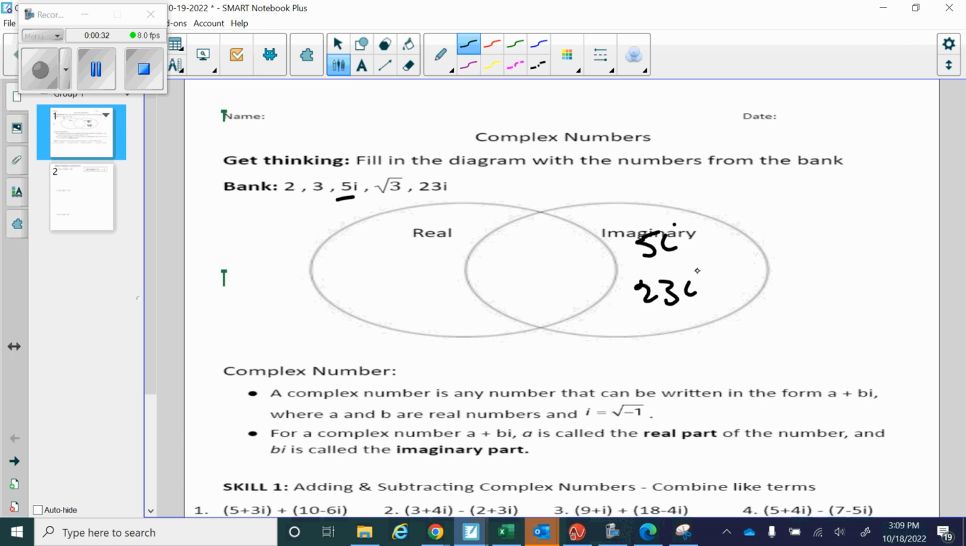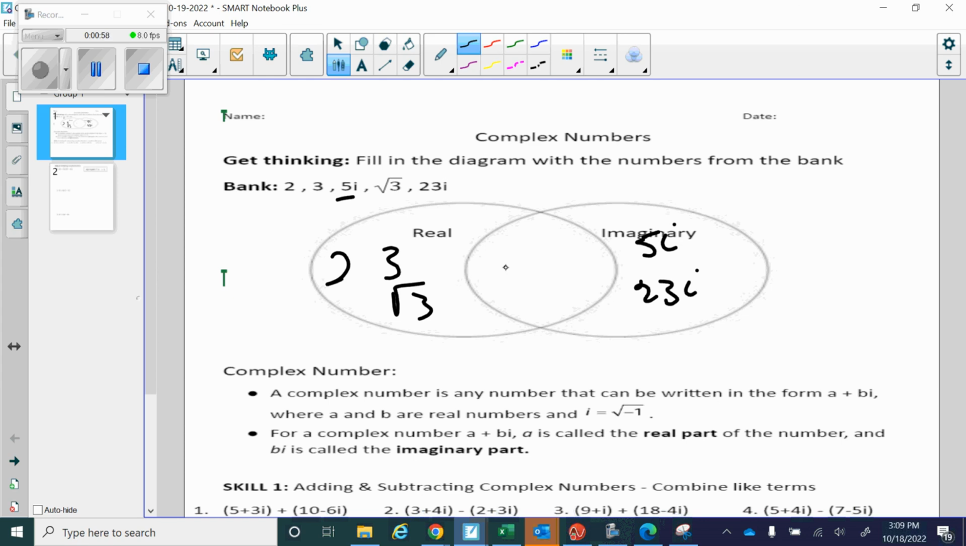Okay. So imaginary numbers are, again, anything that has an i attached to it. So those are what we call pure imaginary numbers. And then real numbers, in this case we're calling pure real numbers, are your 2, your 3, and square root of 3. Those are your pure real numbers. And in the middle will be a combination of real number and imaginary number.